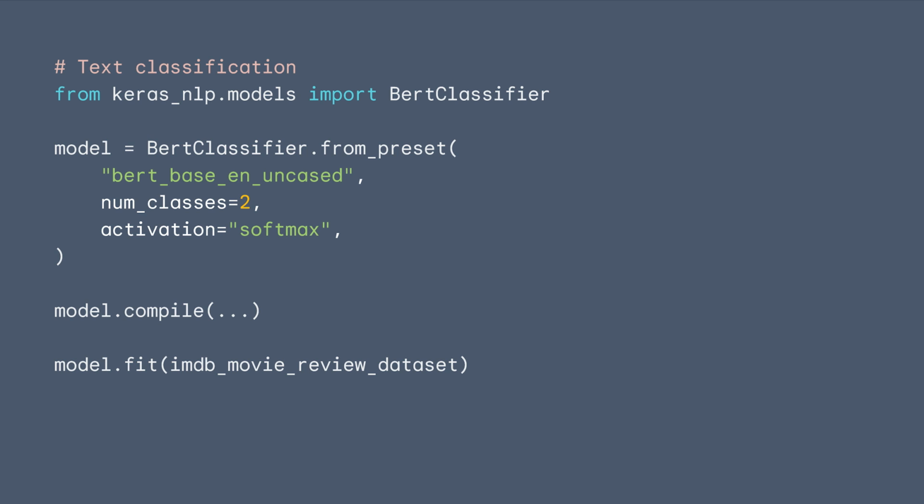One difference from KerasCV is that KerasNLP task models like BERT classifier include preprocessing by default. This means you can pass raw strings at both training and serving time without worrying about using the correct tokenization and packing methods. For this reason, it is best to call from preset on the task model itself rather than passing an explicit backbone. This will automatically give you a matching preprocessor class, which will tokenize and pad the input text to match the expectation of the backbone class.